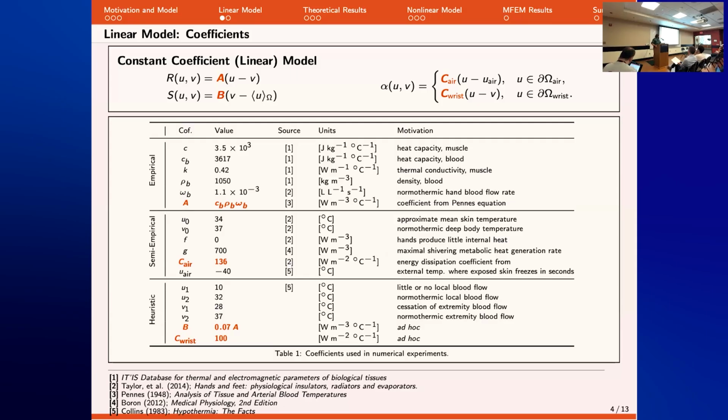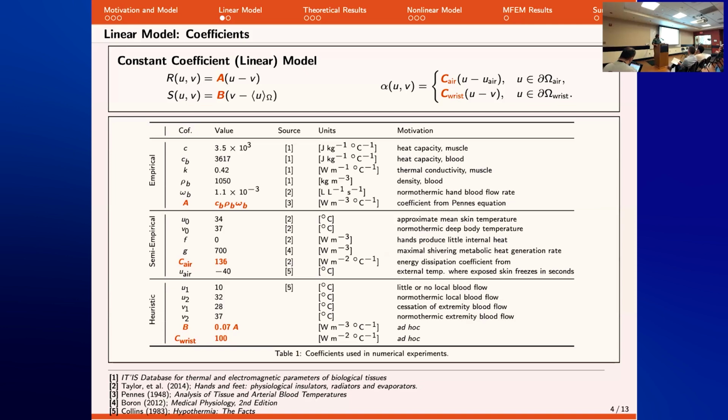The purpose of this slide is to illustrate that to the extent possible, we sourced our coefficients from medical literature so that we could try to capture results as realistically as we could. In particular, the coupling term for this A term, the coupling term for the partial differential equation, is coming straight from Pennes's classic work.